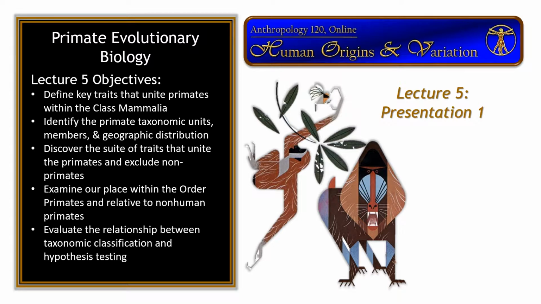We want to identify the primate taxonomic units, the members within each unit, and their geographic distribution. We'll also discover the suite of traits that unite the primates and exclude non-primates. We will examine our place within the order Primates and relative to non-human primates. And finally, we will evaluate the relationship between taxonomic classification and hypothesis testing.